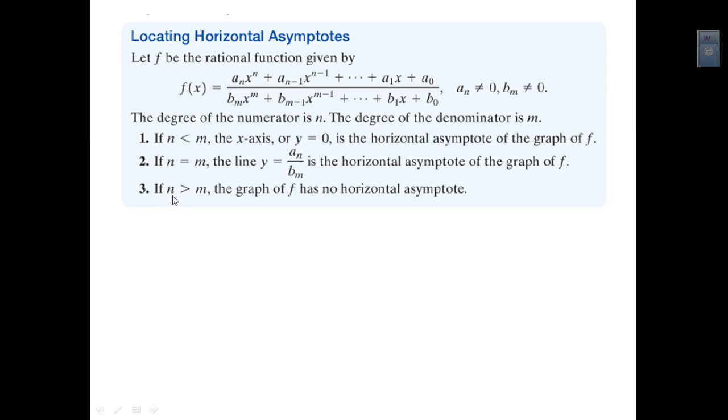Now, if the degree on top is greater than the degree on the bottom, then the graph has no horizontal asymptote. So if the degree on top is, say, 4, and the degree on bottom is 3, then it's not going to have a horizontal asymptote. What that means is it's going to go off to infinity or negative infinity as x gets larger and larger, or more negative and more negative. So these three rules right here you need to commit to memory. You need to know those, you need to retain those, because like I said, if you take calculus, you'll use those there as well.